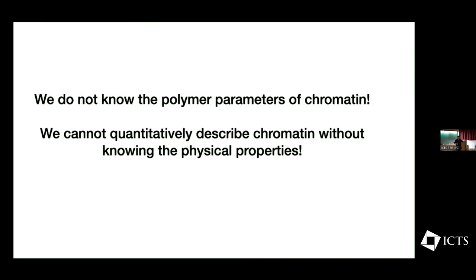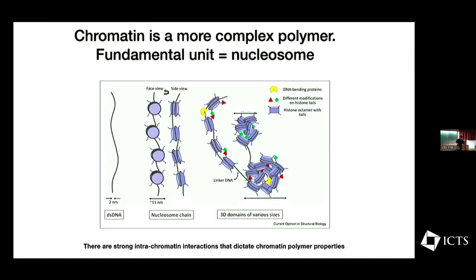But none of this is known for chromatin. We do not know the polymer parameters of the chromatin at all. And we cannot quantitatively describe chromatin without really understanding what the parameters of these polymers are. What we know from the textbook is that chromatin is a string of nucleosomes, and that's well established now, right? So one has a nucleosome level description of chromatin, at least as a string of nucleosomes.